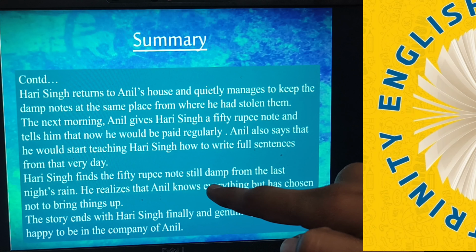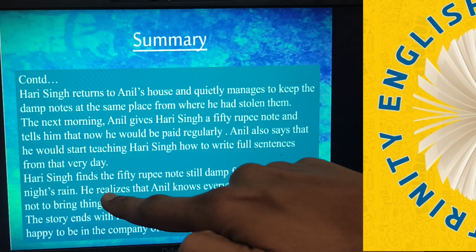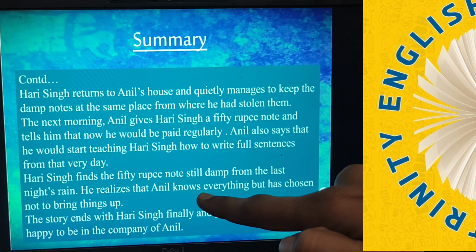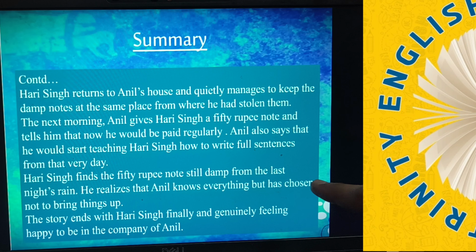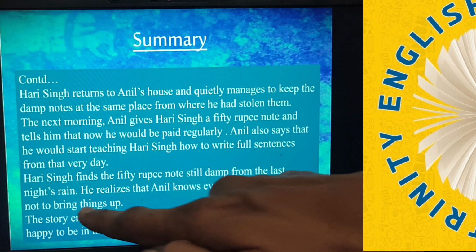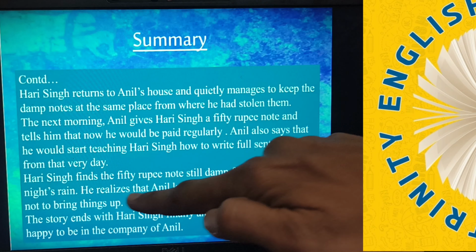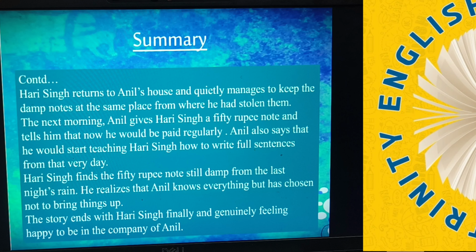Hari Singh finds the 50 rupee note still damp from last night's rain. He realizes that Anil knows everything but has chosen not to bring things up. Though Anil knew that he had done something, he still did not remind him of it. So he felt very guilty. The story ends with Hari Singh finally and genuinely feeling happy to be in the company of Anil.